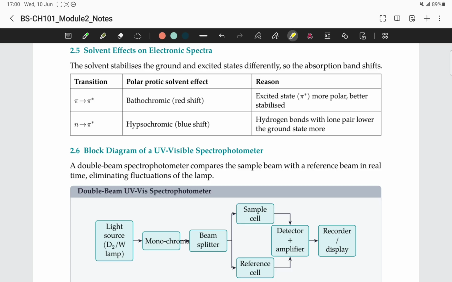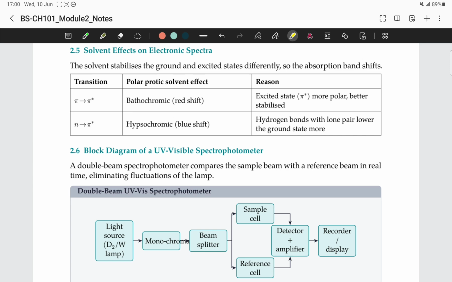Are you understanding what is happening? See, here the main scenario is about your pi star, and here the main scenario is about the bonding of the lone pair. Fine, I request you to go through the difference once. It's one of the most valuable questions I could say.